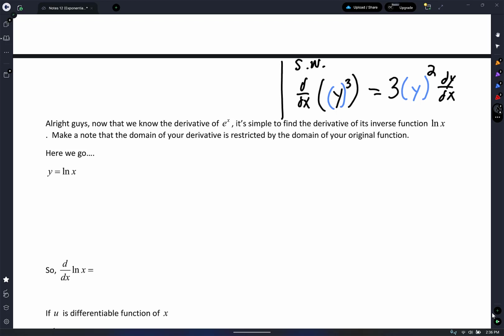So look what I said. d dx of y cubed. Okay, bring the 3 to the front, y to the 2 power, and then derivative of the inside. Well, what's the derivative of y? dy dx. That's y prime. And y prime means dy dx. Yes or no? So is this kind of making sense?